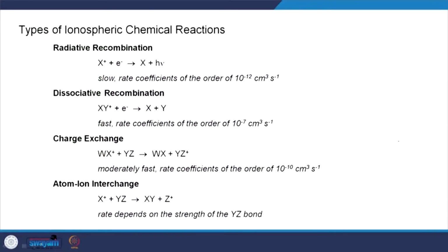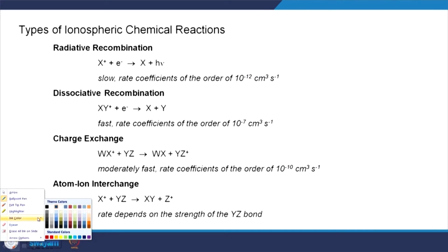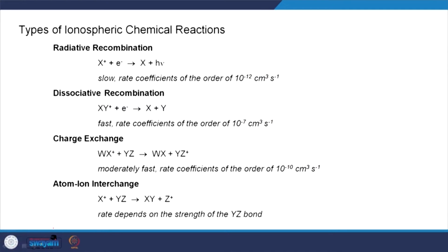So, types of ionospheric chemical reactions. The most important process is the radiative recombination process. Radiative recombination is a very simple process where the ion will recombine with the electron, just the exact opposite of the production process. So the ion gets neutralized with an electron to form X and h nu. Right, so this reaction is very slow. It has resulted in the neutral species plus some amount of energy. The reaction rate coefficient is of the order of 10 to the power of minus 12 centimeter cube per second.